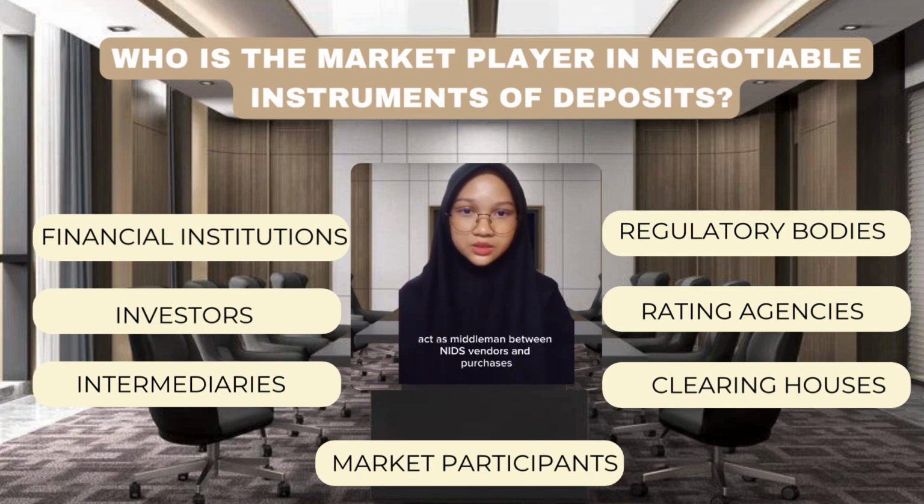The next one is clearinghouses. Clearinghouses act as middlemen between NID vendors and purchasers. They also make sure that all transactions are carried out correctly and that money is transferred by facilitating the settlement and reconciliation process. The last one is the market participants, which consist of hedge funds, individual traders, and institutional investors. They all actively trade in negotiable instruments of deposit in the secondary market.